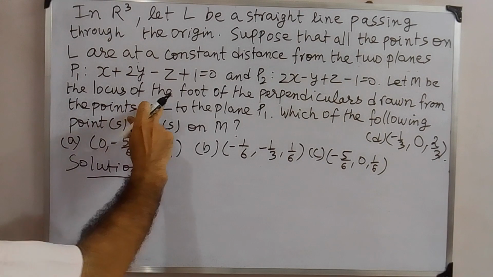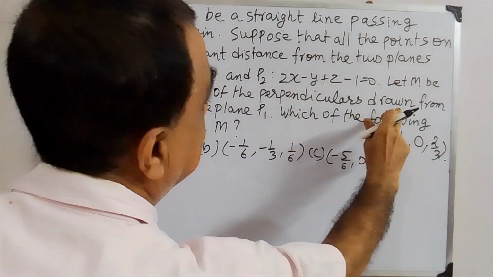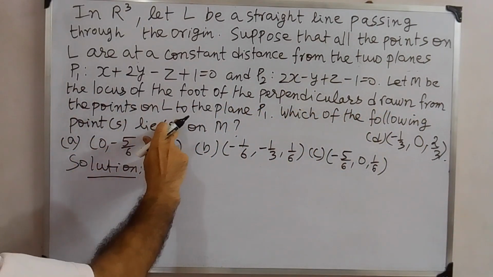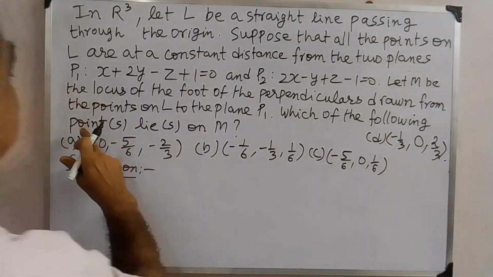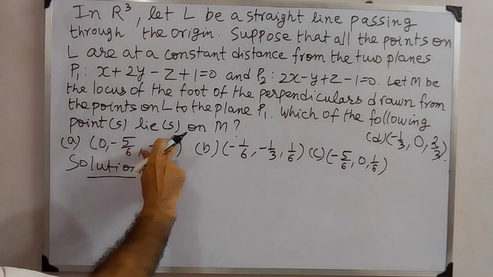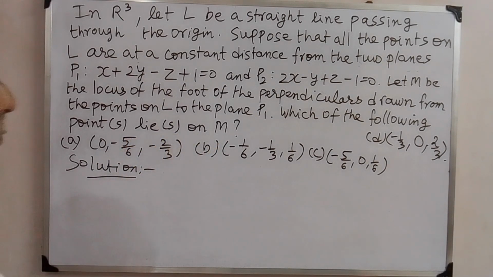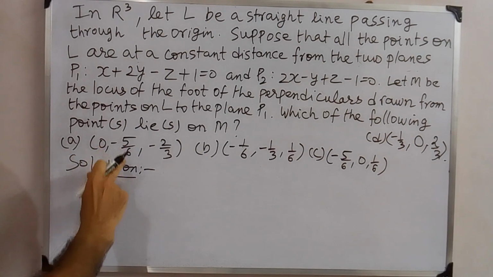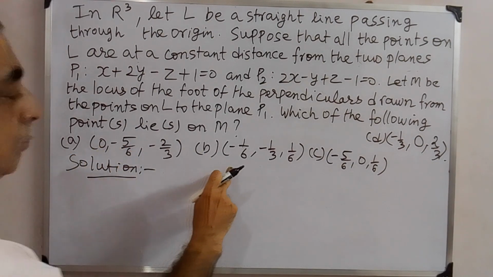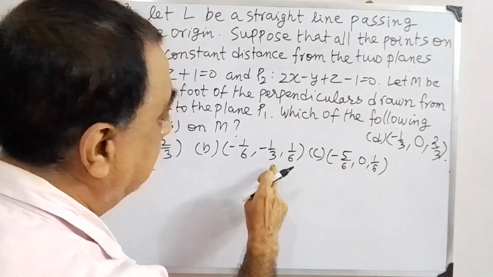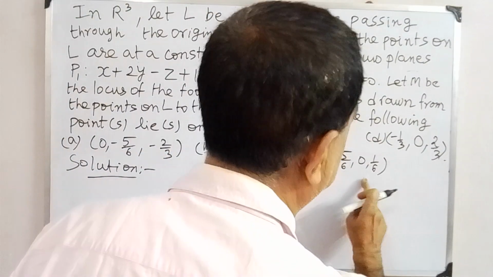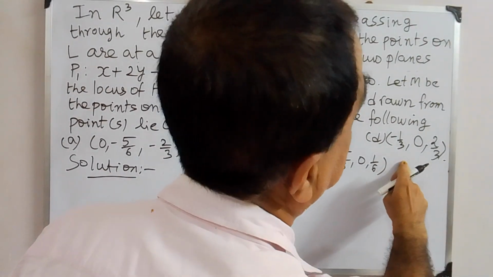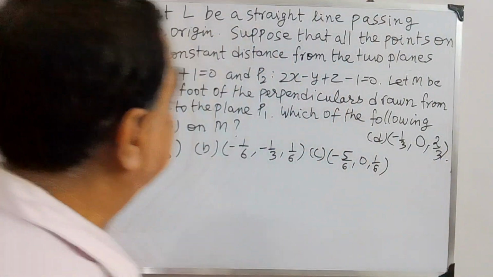Let M be the locus of the foot of the perpendiculars drawn from the points on L to the plane P1. Which of the following points lie on M? There are four options given. A: 0, minus 5 by 6, minus 2 by 3. B: minus 1 by 6, minus 1 by 3, 1 by 6. C: minus 5 by 6, 0, 1 by 6. D: minus 1 by 3, 0, 2 by 3.